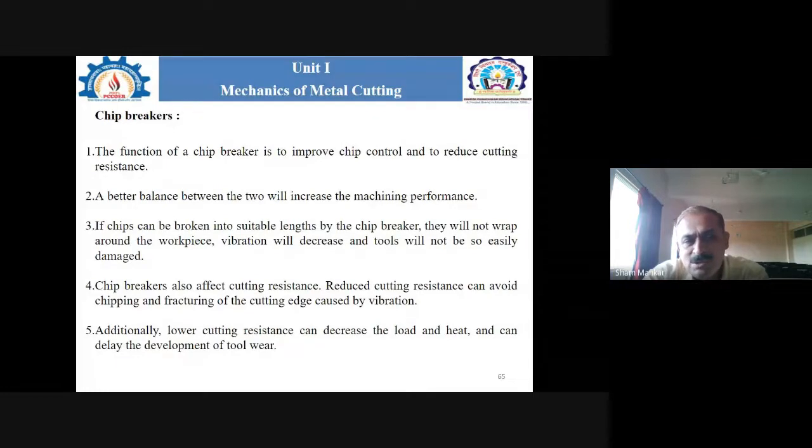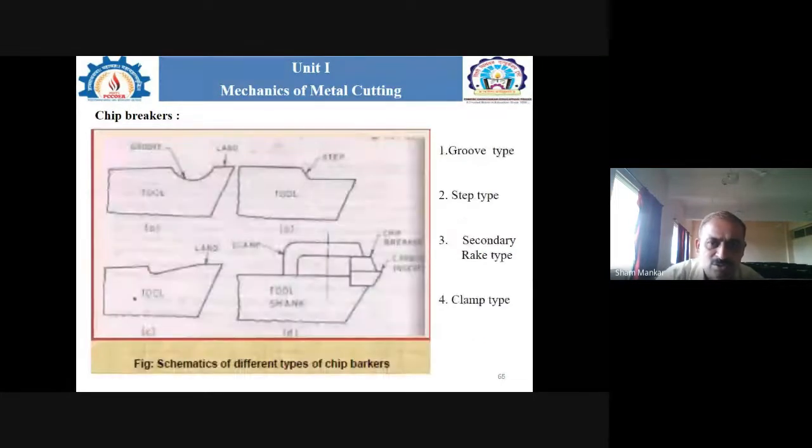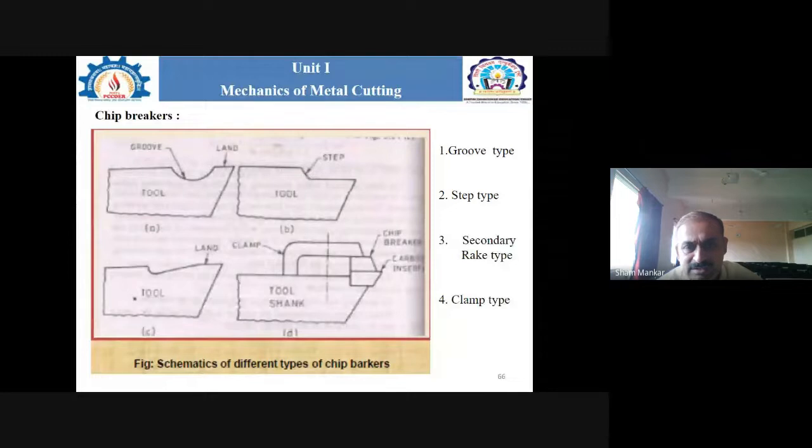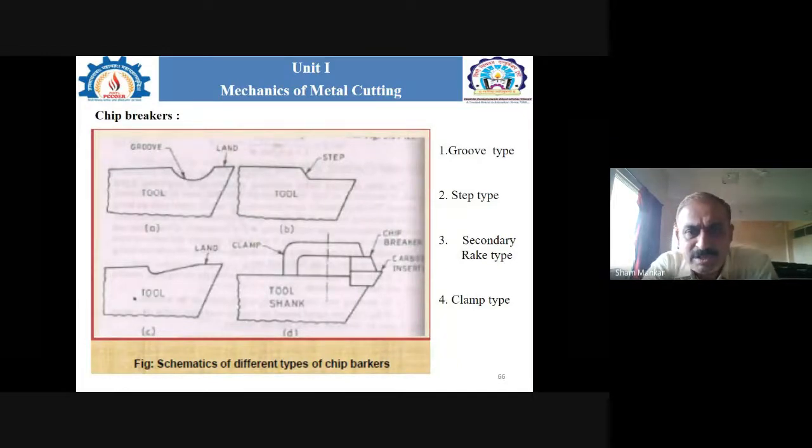Now, apart from that, in the last lecture we also learned more about chip breakers. So what is the role of chip breakers? What is the function of chip breakers, and what are the types of chip breakers? Normally, the kind of chip which is formed depends on the different working conditions, such as the speed, feed, depth of cut, and use of cutting fluid. All these parameters are there.